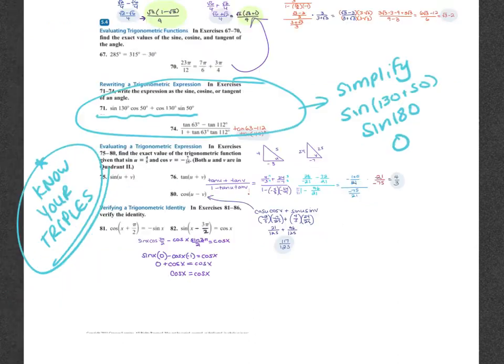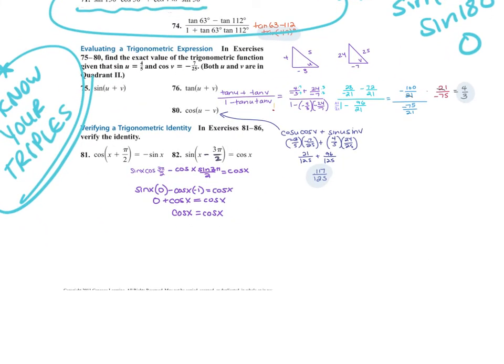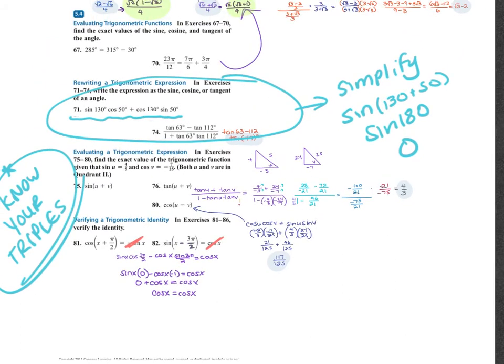And then 81 and 82, picture them without the right-hand side. Could you simplify it without the right side? That's kind of what you need to be able to do. You're going to have solving with the sum and difference. You're going to have simplifying with sum and difference. Okay? You won't have verifying where you know the right-hand side.